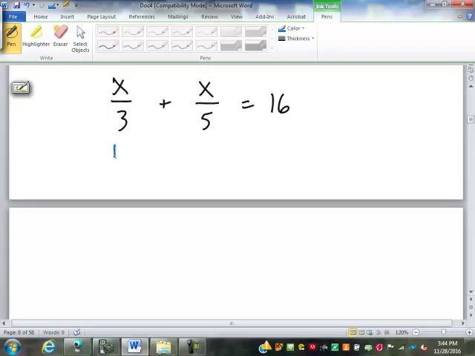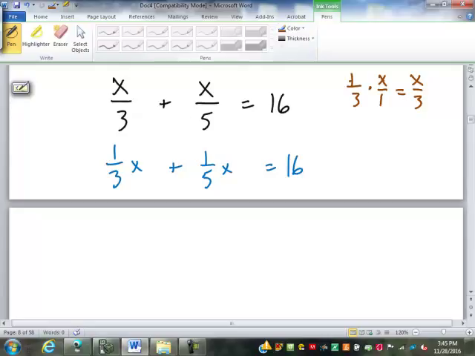X over 3 is really 1/3 X. X over 5 can be thought of as 1/5 X. If you're not sure why I could do that, well, think about it. If 1/3 times x is 1/3 times x over 1, 1 times x is x, 3 times 1 is 3. So 1/3 times x is the same as x over 3.